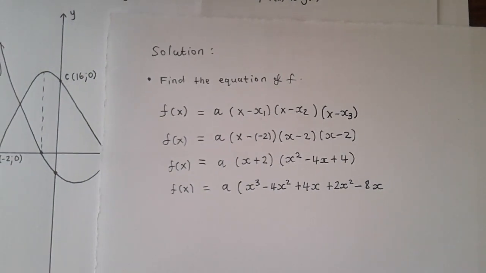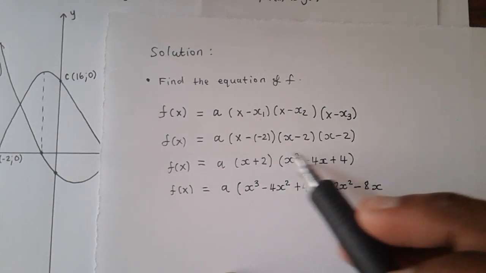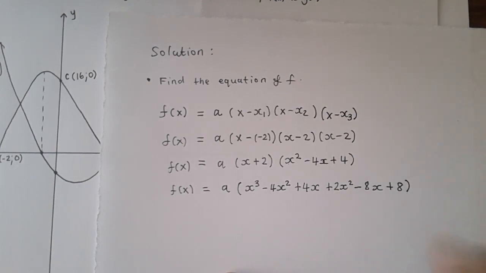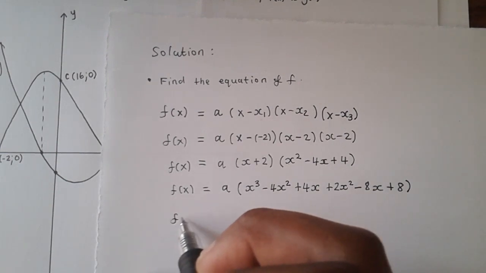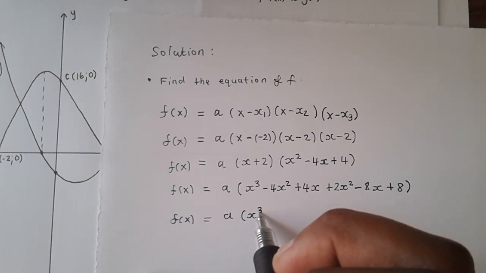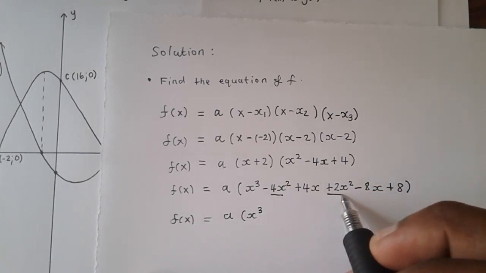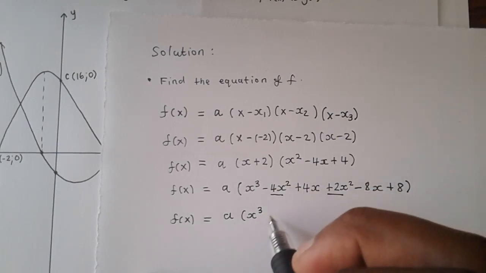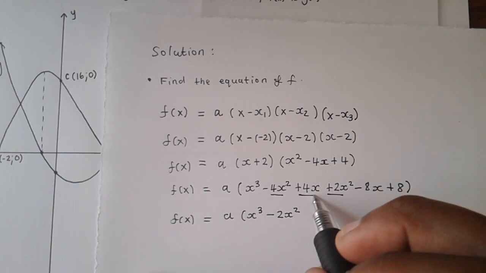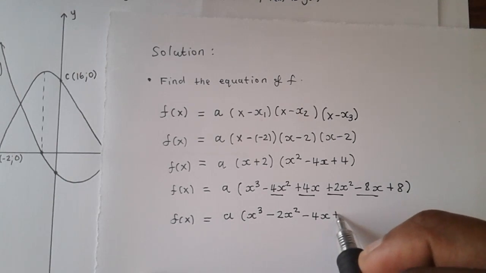Okay, there you go. So where were we? Positive times negatives. Negative 4 times 2 is 8. So last one, plus 8. Okay, so collect like terms. This is still f of x. You've got x cubed. We've got a minus 4x squared here and a plus 2x squared, which is going to give us a minus 2x squared. Then we've got a plus 4 minus 8, which is a minus 4x. And then lastly, plus 8.